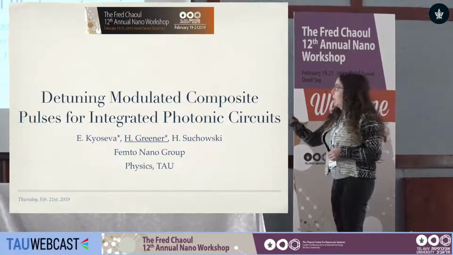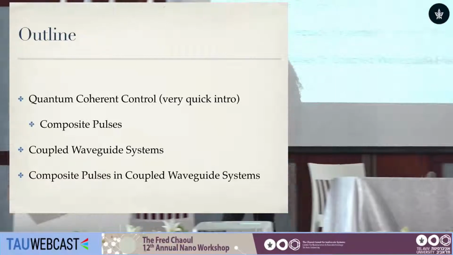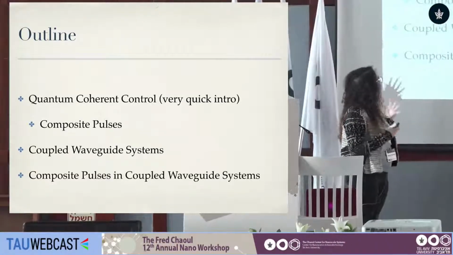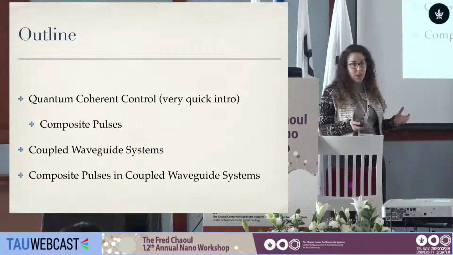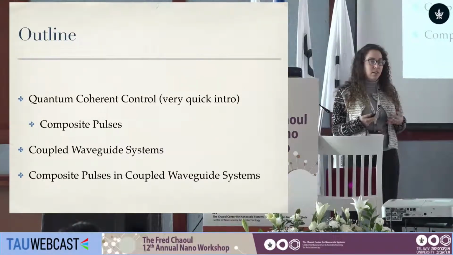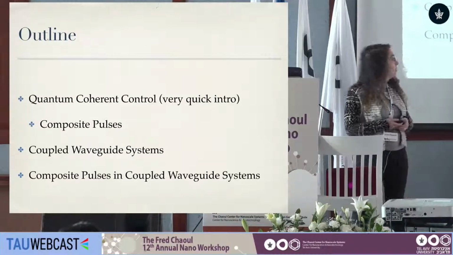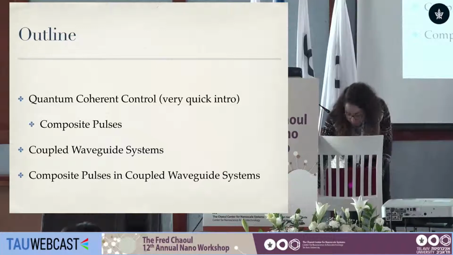I will begin with a brief introduction of what is quantum coherent control, and also a little bit on what are composite pulses, talk to you about the coupled waveguide systems within the field of integrated photonics, and also composite pulses in coupled waveguide systems.